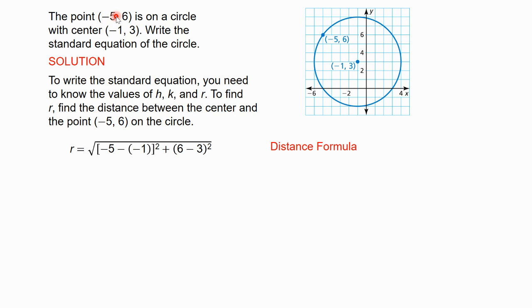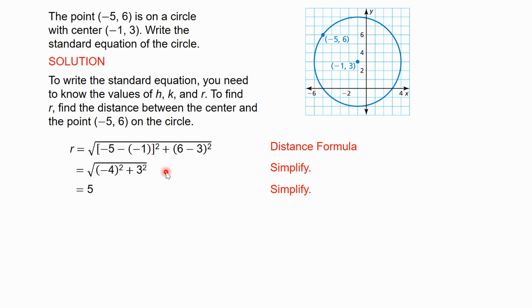So here you can see the difference of your x's, -5 minus -1 squared, and then the difference of your y's, 6 minus 3 squared. And when we simplify this, you end up getting the square root of negative 4 squared plus 3 squared. That gives you 16 plus 9, which is 25. The square root of 25 ends up being 5.